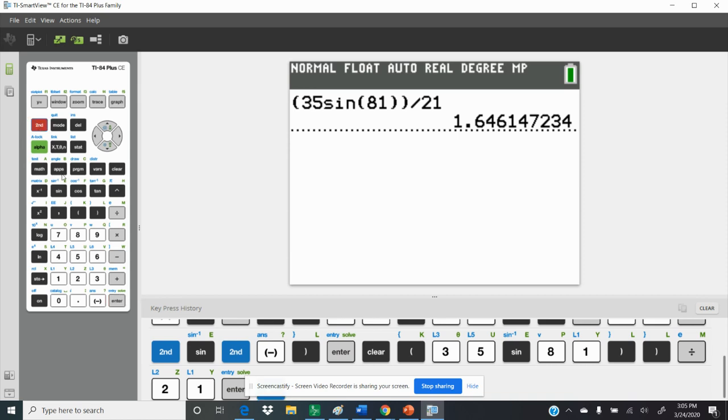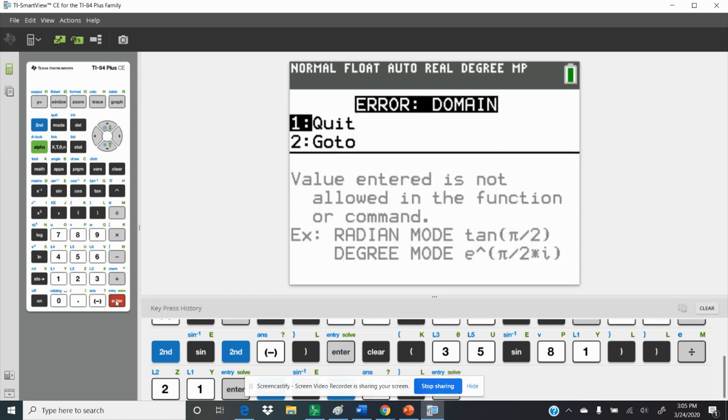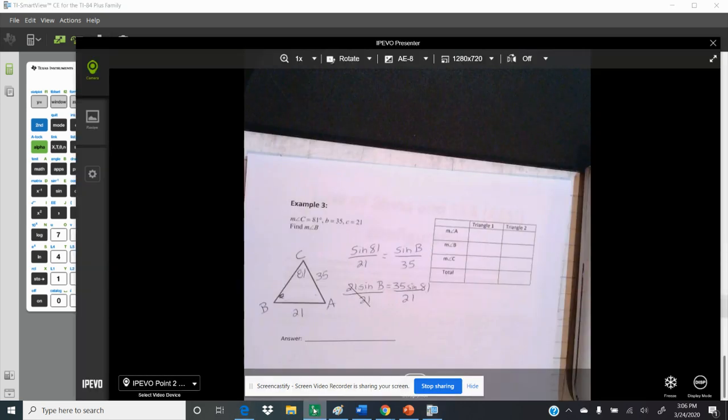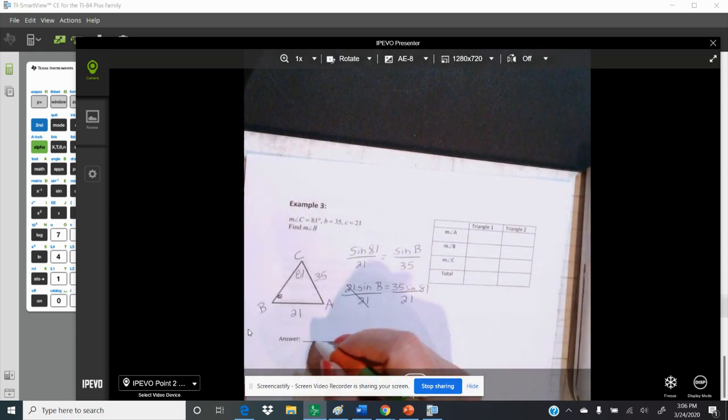And if I go second sine of the answer, I'm going to get an error. So what this tells you is that you will have no triangle at all, that this simply doesn't work, that there is no way that you can make a triangle with this kind of configuration. As soon as you get an error, then you know that it's not going to work. So your answer here is no solution. This is just simply a triangle that won't work.